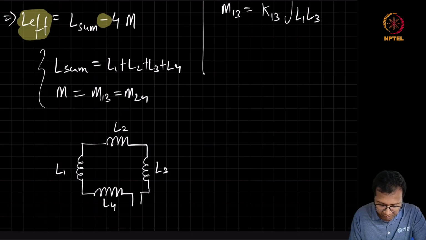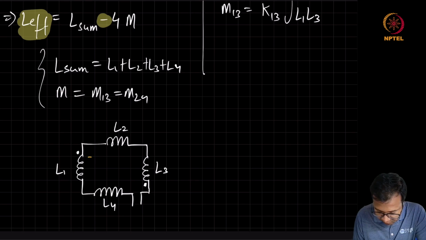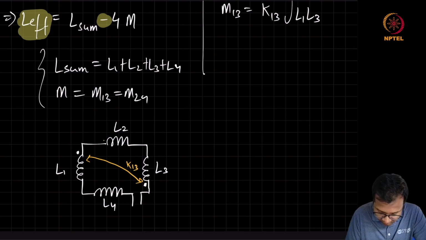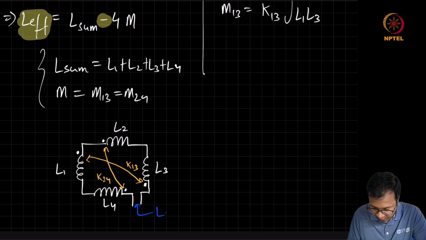Now we know that this L1 and L3 are coupled, and to show the coupling, you can add these dots since they are going to be facing each other directly. So the dot is going to be like this. This is K13. Similarly, for L2 and L4, the dots are going to be in this manner. This is our L effective.